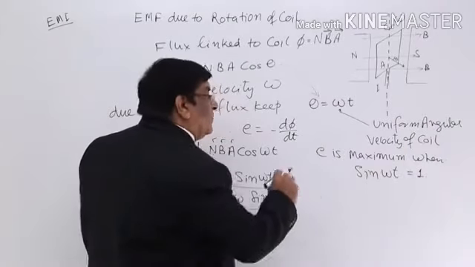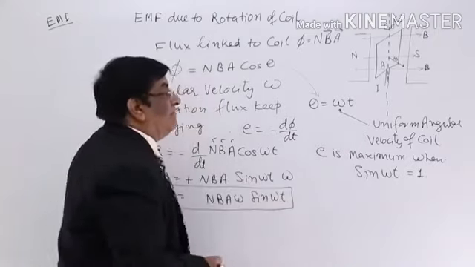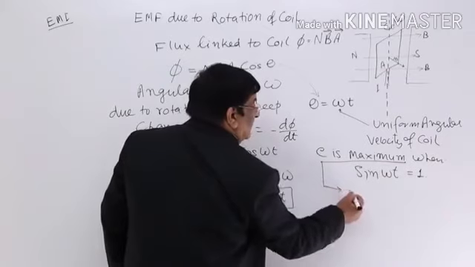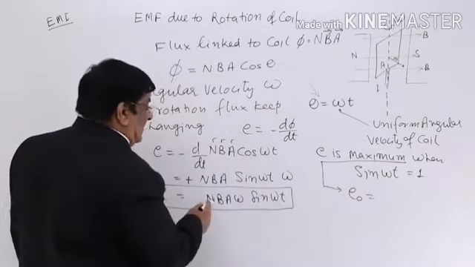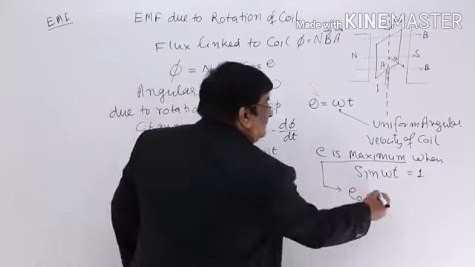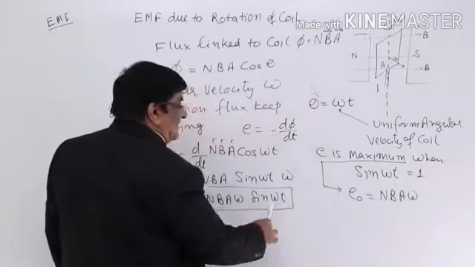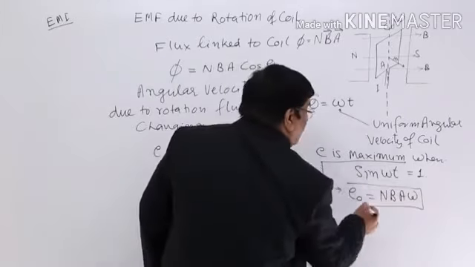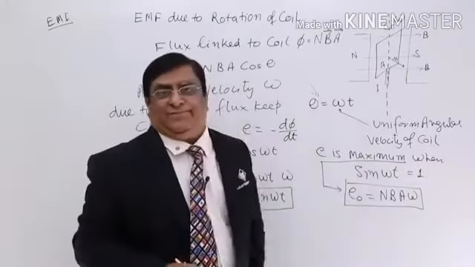Okay, the condition when sine omega t is equal to 1, at that time E will be maximum, and this maximum E we denote by E naught or E max. How much will that be? NBA omega, and this has become 1. So this is the peak value of EMF generated in any coil.